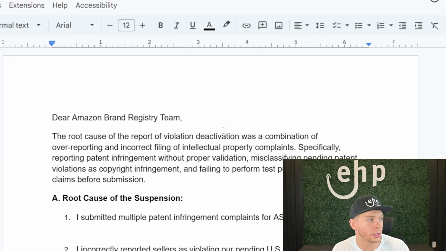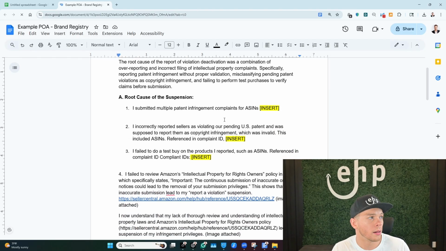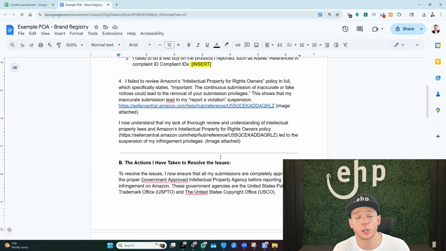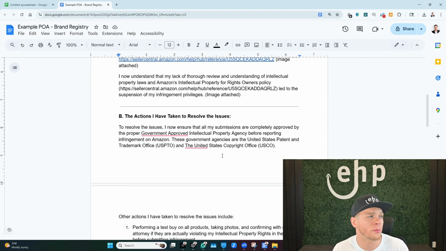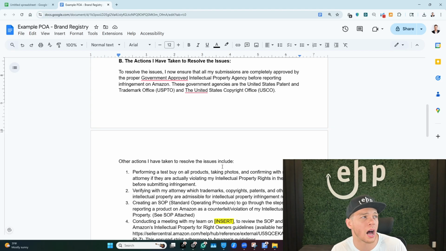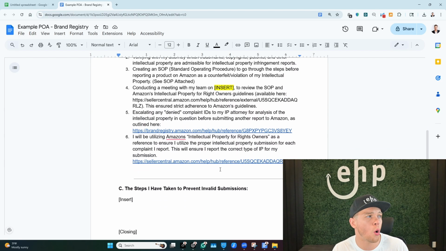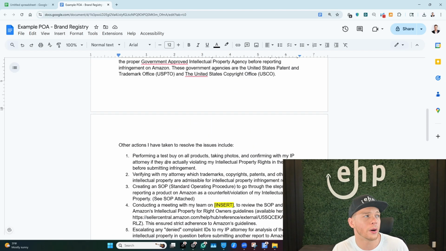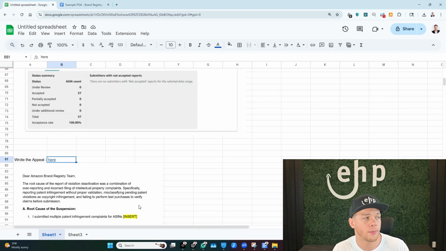And it's a really, really good appeal. And again, I kind of just give you a whole little template. It is a bit on the long side, but we reference Amazon's policies. We reference the USPTO, the Copyright Office, so much stuff here. And then you do C and you do your closing. But this got them reinstated.